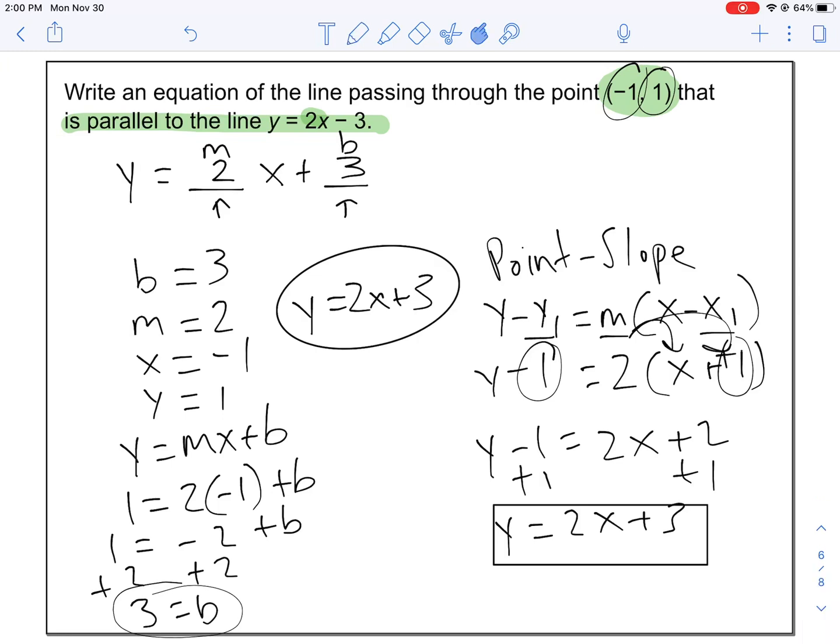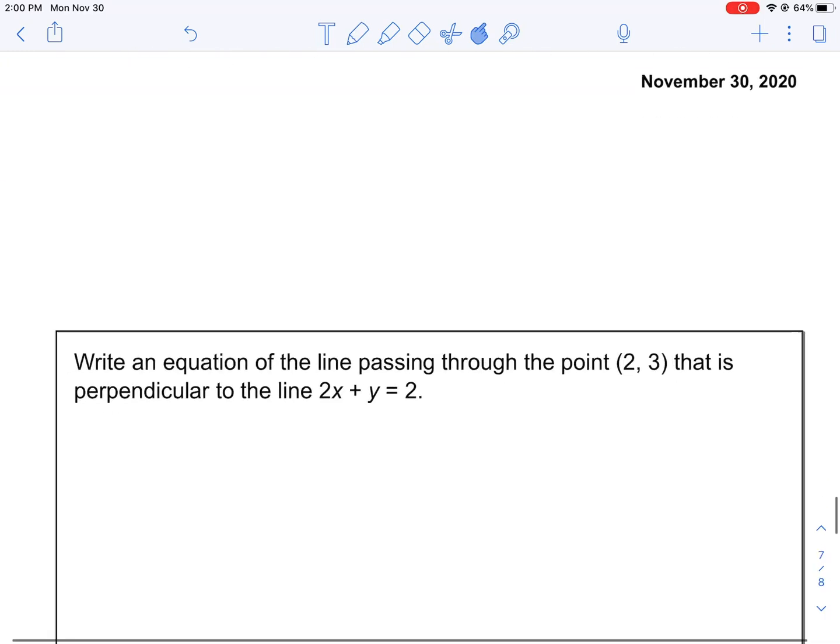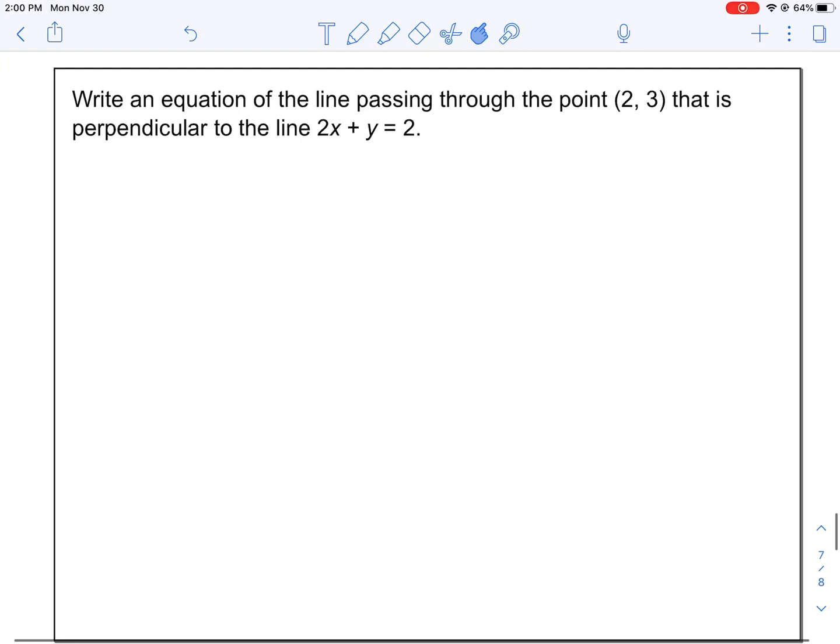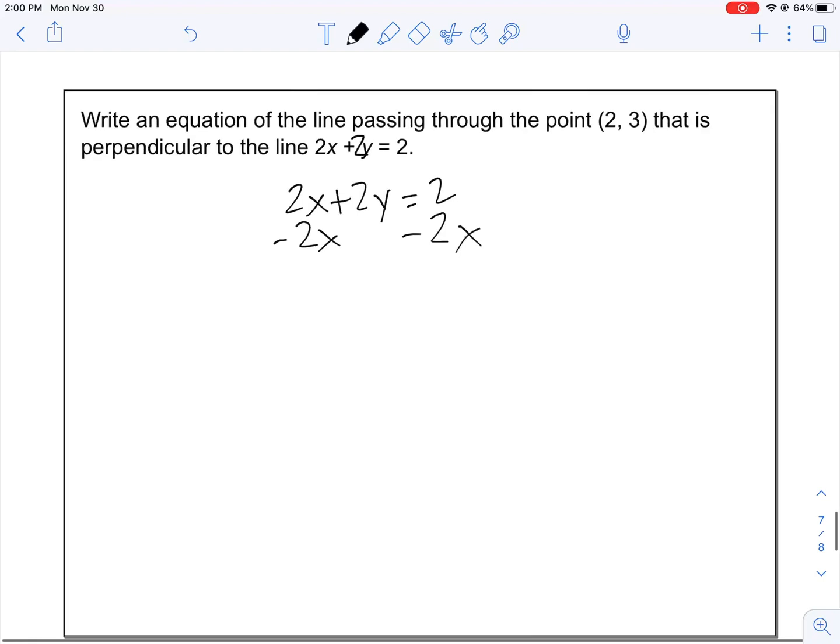Now let's look at perpendicular. Now if you remember, perpendicular means opposite reciprocals. But there's a problem here. This is not in y equals form. So we've got to get it there by doing the opposite operations, and then divide everything by 2.